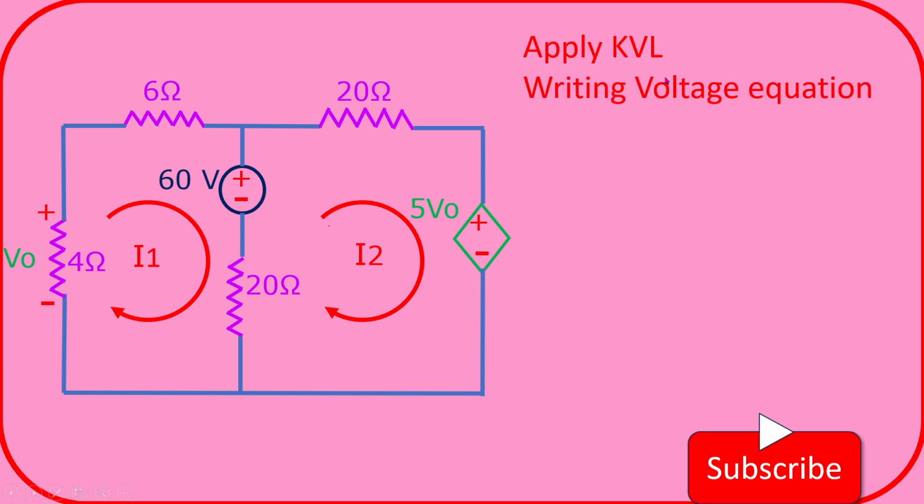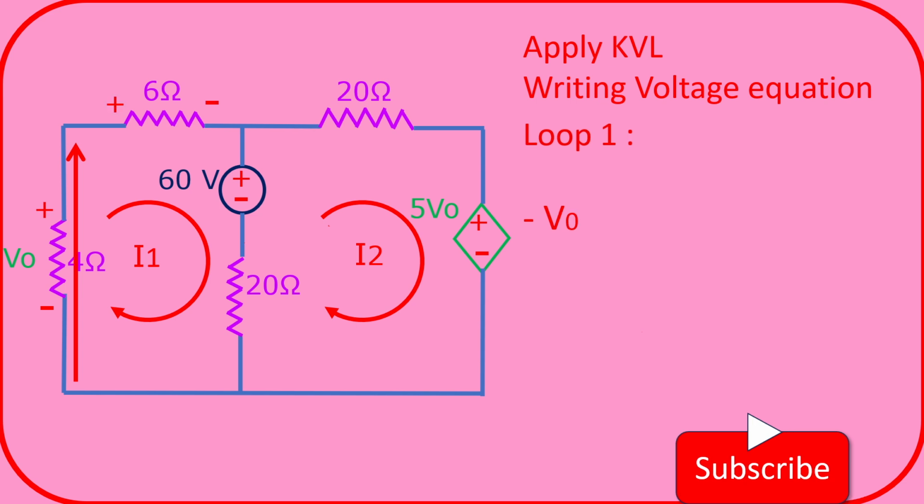Now we are going to apply KVL for writing the voltage equations. These voltage equations are required to find the loop currents. First we consider loop 1, and for this we can write the voltage equation. We start from this point as current I1 is flowing in this direction, and it is flowing through this 4 ohm resistance. So it can be taken as minus V0. Then this current takes this path through this 6 ohm resistance from plus to minus. So it is plus 6I1.